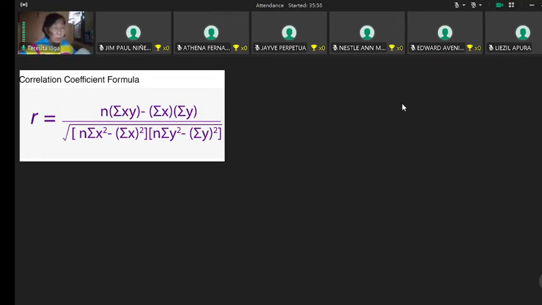In your formula, you can see that there is a column for x, there is a column for y, there is a column for x squared, where you square the x. There is a column for y squared, where you square your column y. And since you also have xy in the numerator, n times the summation of xy.